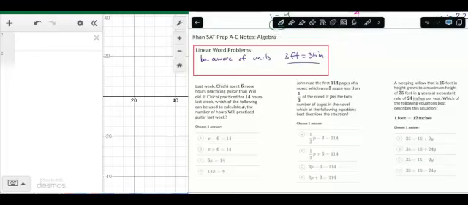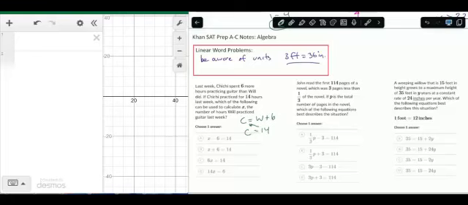So here, if we look at the first example, it says that Chi-Chi spent 6 more hours practicing guitar than Will. So C is equal to Will plus 6. I'm going to express it that way. And then it says if Chi-Chi practiced for 14 hours, so C is equal to 14. What you now know is you can substitute in and write your equation.